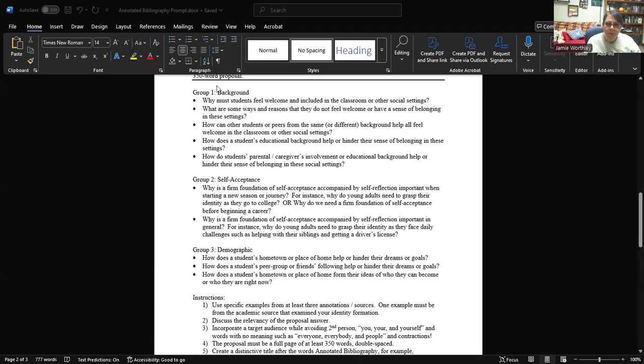But you can just choose one question per group, and we want to write a paragraph looking at one question per group. Now, we don't want to answer the questions in the paragraph in the form of answering a question. We don't want to say something like, why must students feel welcome? Well, this is why. We just want to go straight into it. I feel welcome in my classroom when, right?